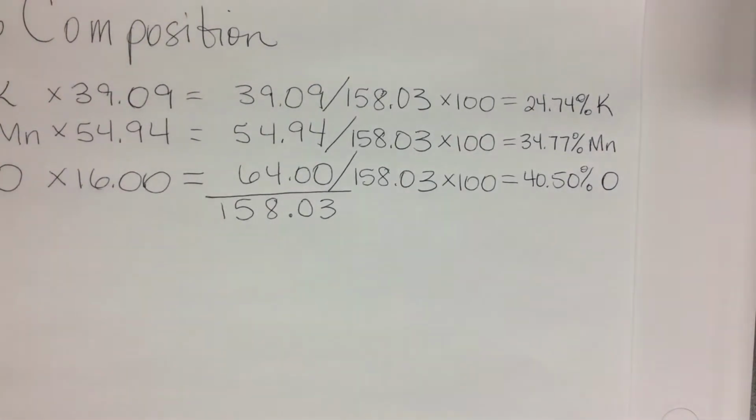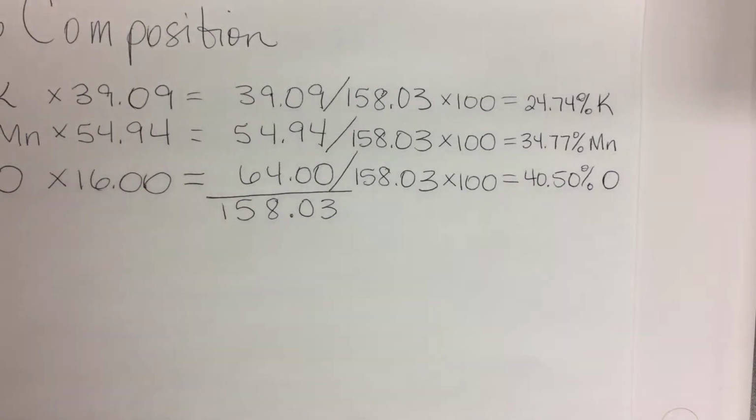Now, a good way to check this is to add them up. What should they add up to? 100. Now, because of sig figs, will they always add up exactly to 100? No. But if you add them up and they make 127, you did it wrong. If you add them up and they add up to 61, you did it wrong. But if you get 99.97 or 100.02, you probably did it right. 100.01. You got 100.01? Sounds good.